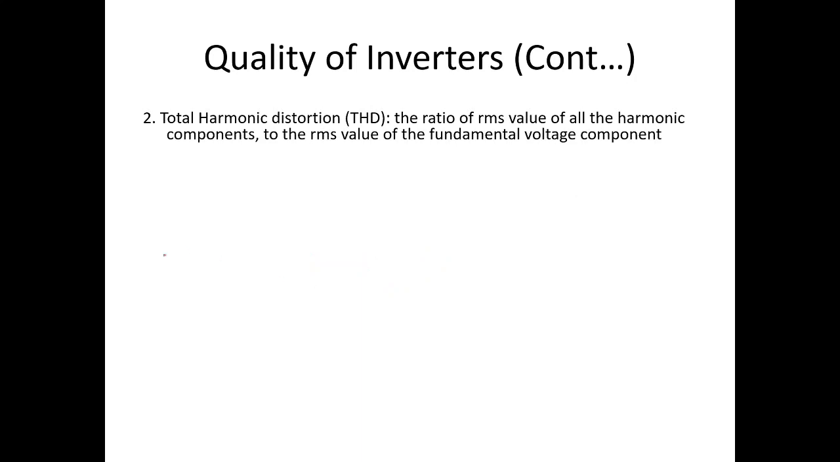The next one, total harmonic distortion. This is very important. It is defined as the ratio of the RMS value of all harmonic components together to the RMS value of the fundamental voltage component. It is also referred to as THD, in short, total harmonic distortion. This is a very important factor. In fact, this is the more general factor that is used to define or decide the quality of inverters. This THD must be less than 5%, at least less than 5%.